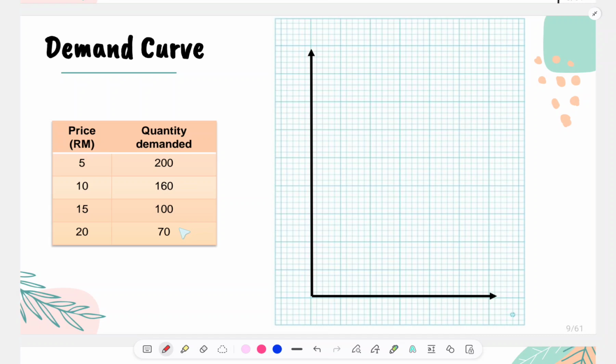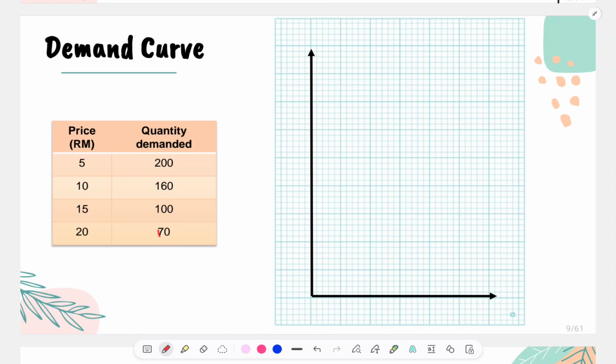Let's understand what it means. When the price of the product is cheap, we are willing and able to buy it. For example, at 5 ringgit, the quantity demanded is 200 units. When the price increases to 10 ringgit, we can only afford to buy 160 units. If the price goes up again to 15 or 20 ringgit, the quantity demanded keeps decreasing to 100 units and 70 units.